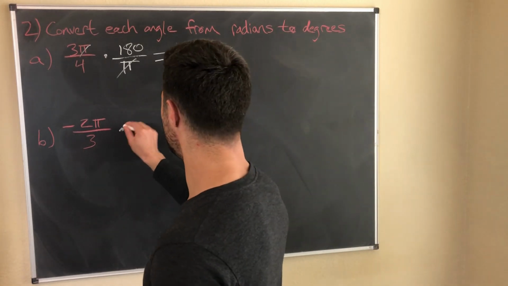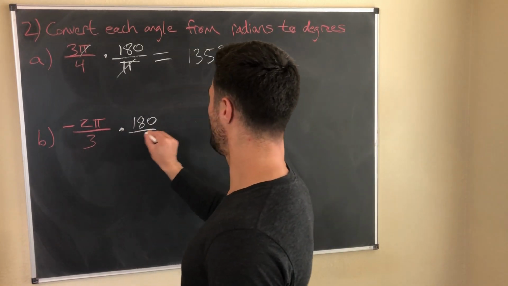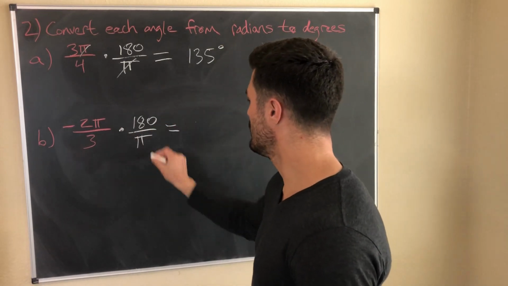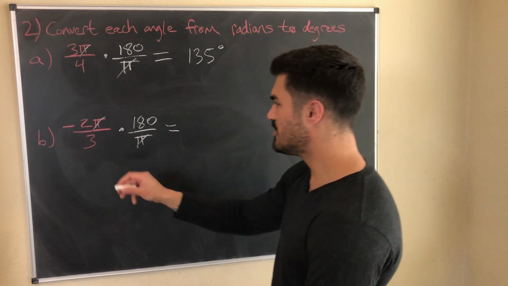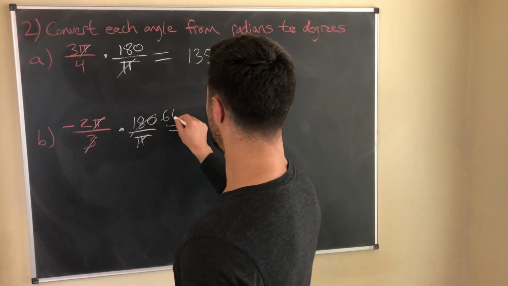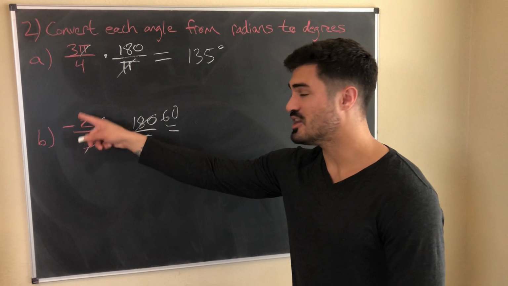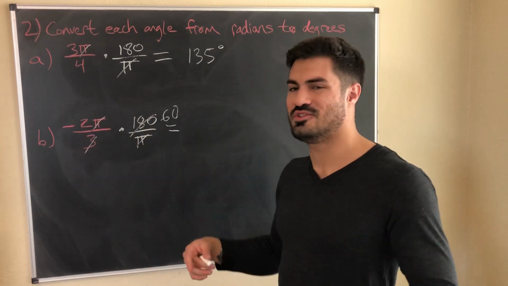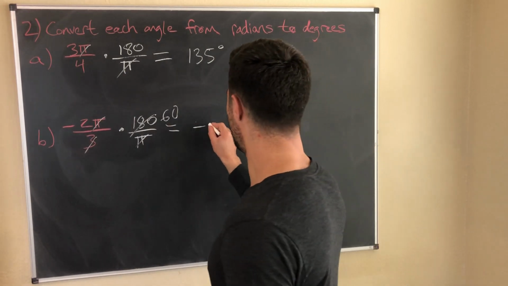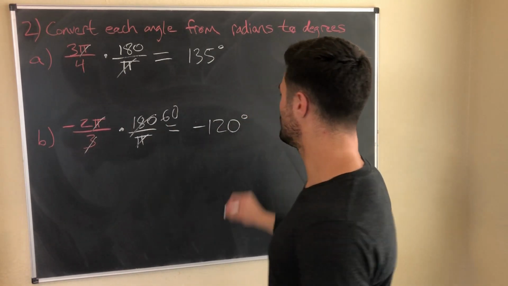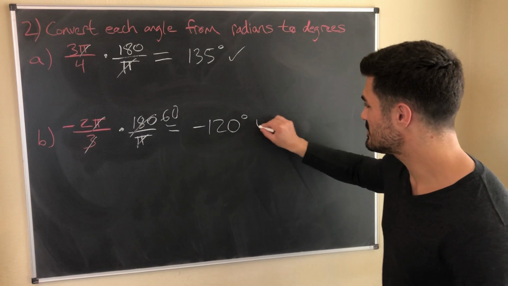So I'm going to do the same thing here, times 180 over pi. Pi's cancel. 3 goes into 180, that becomes 60. The negative just hangs out. It doesn't really do anything different for us. We just let it sit there. So negative 2 times 60, negative 120 degrees. And that's that.